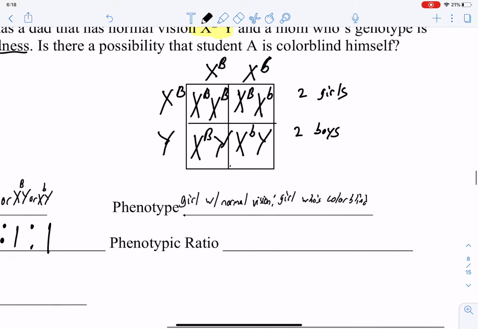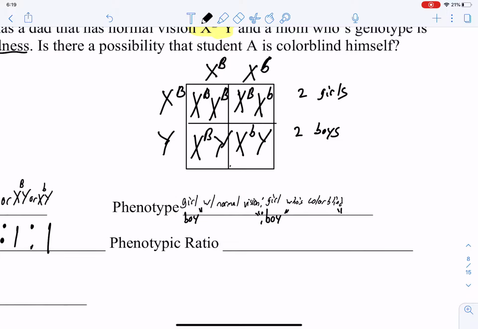And then we can have the same, but for boys. So boy with colorblind, or with normal vision, and then a boy who is colorblind. Okay, so we have all of our options, and the question, well, let's do the phenotypic ratio too. So phenotypic ratio, we have girl who can see normally, so we actually have 2 girls who can see normally, so 2 to 0, right, because there's no girls that are colorblind, versus a boy that can see normally, so there's 1 of them, and a boy that is colorblind. There is 1 of them.